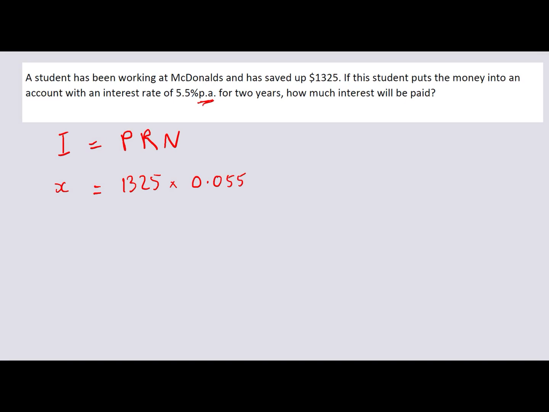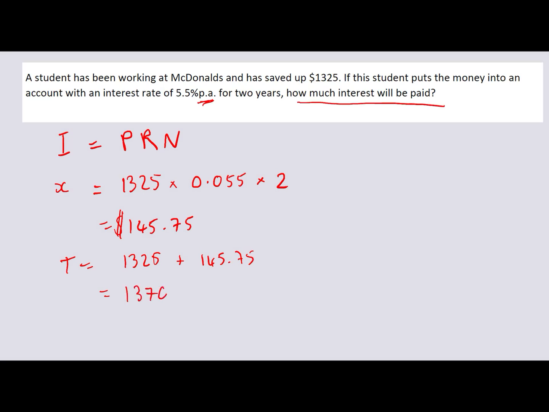So interest is what we want to know. So we'll call that X. The principal is 1,325. The rate of interest is 5.5%, so that's 0.055, and we're getting paid that twice. Okay, so quick calculator check. You can use a calculator for all these questions. I think the interest payment would be $145.75. Okay, and that answers the question because the question said how much interest will be paid.